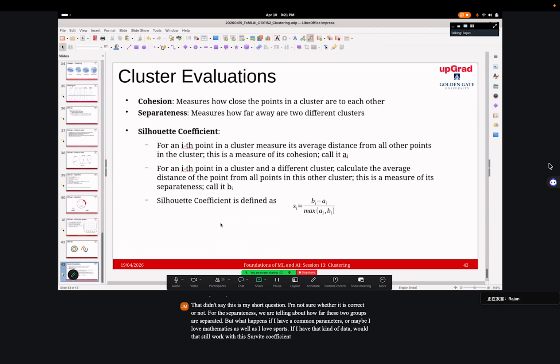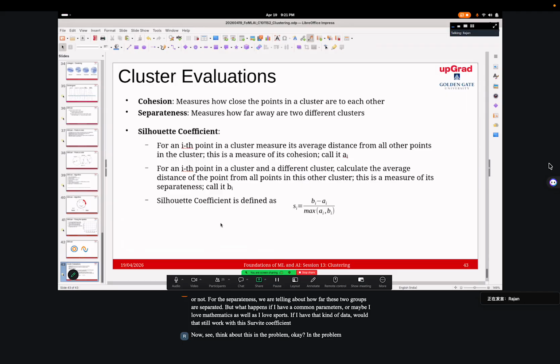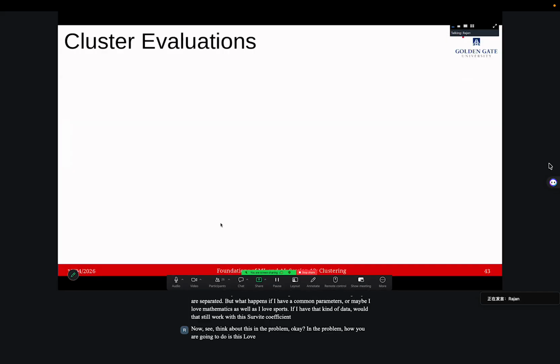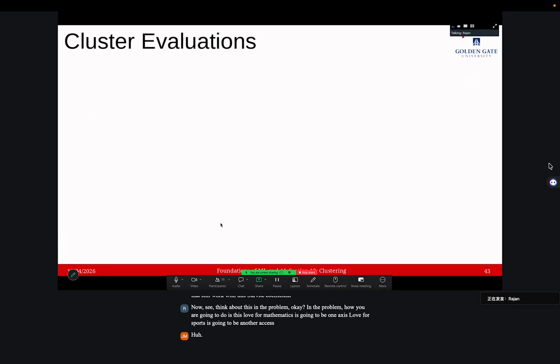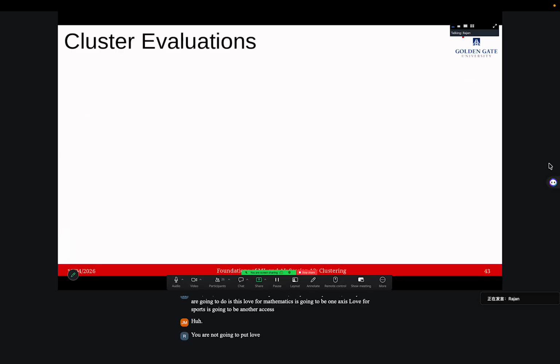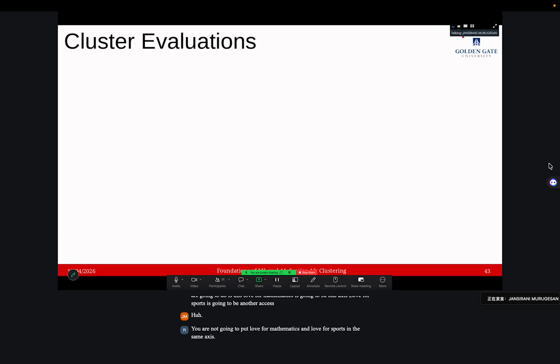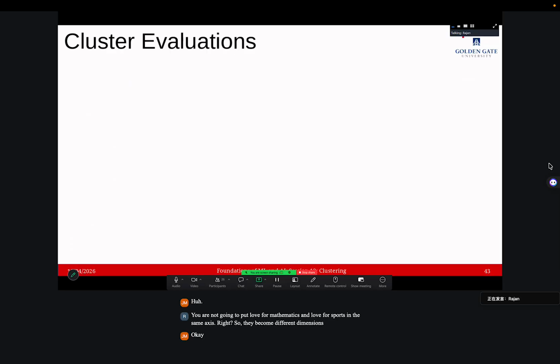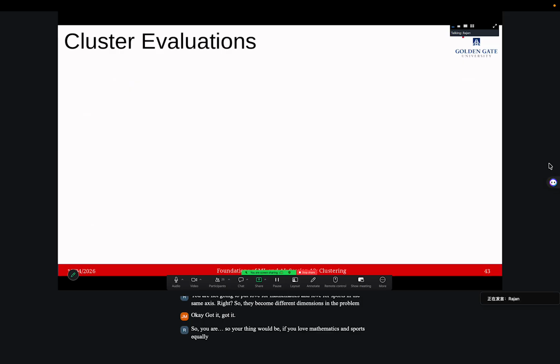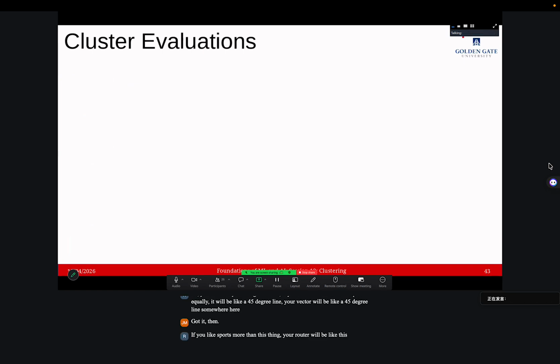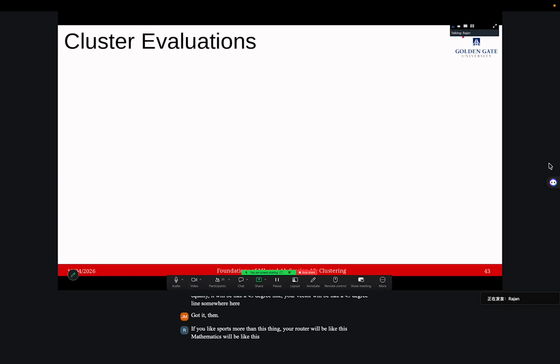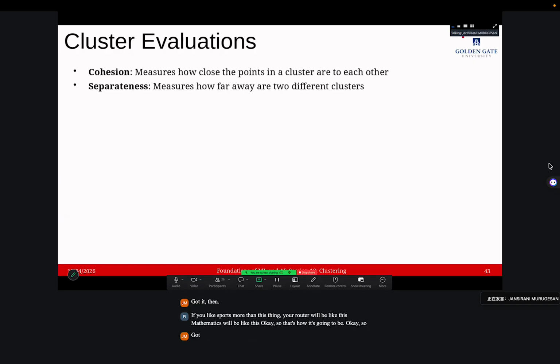No, think about this in the problem. Love for mathematics is going to be one axis. Love for sports is going to be another axis. You are not going to put love for mathematics and love for sports on the same axis. So they become different dimensions in the problem. If you love mathematics and sports equally, your vector will be like a 45-degree line somewhere here. If you like sports more, your vector will be like this. Mathematics, it will be like this. Okay, so that's how it's going to be. Clear? Thank you, Rajan.